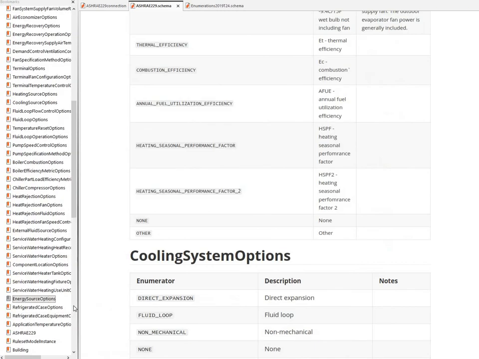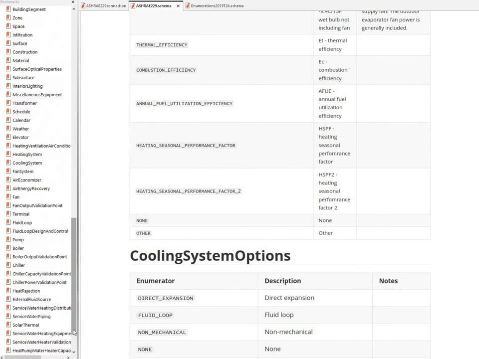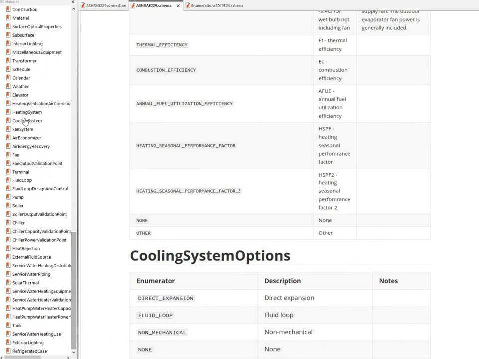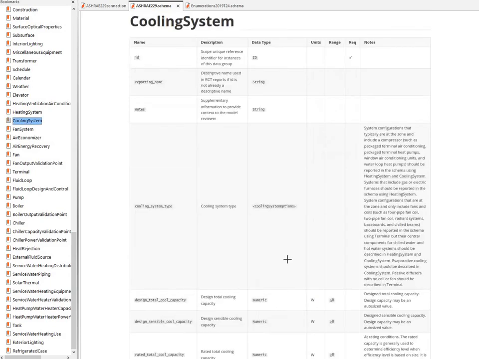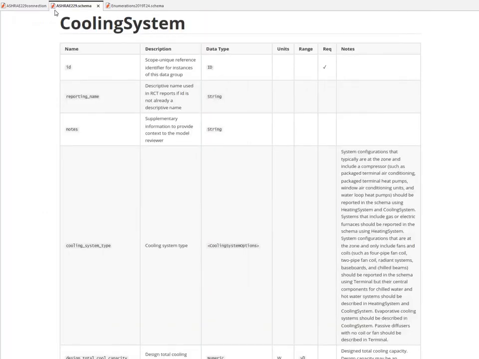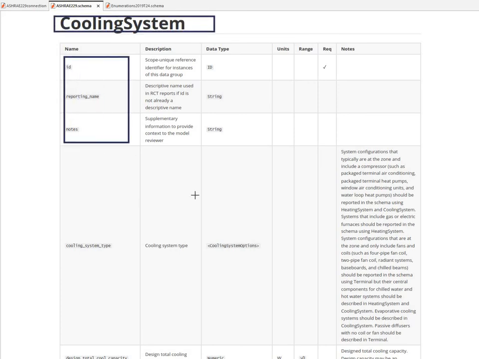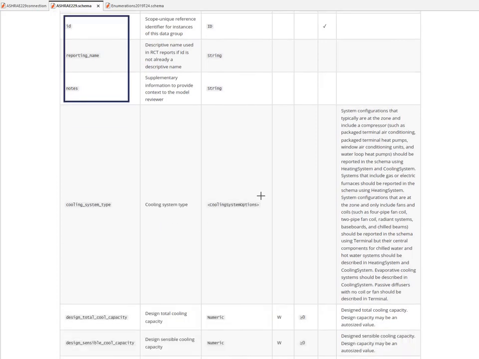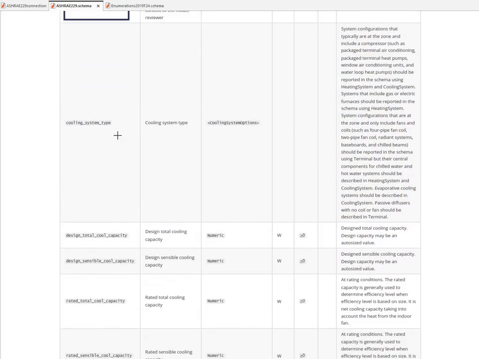So next, let's cover cooling system. Cooling system, like all the others, has an ID, reporting name, and notes. And then this cooling system type. Oh, I just realized I never read you this long note.